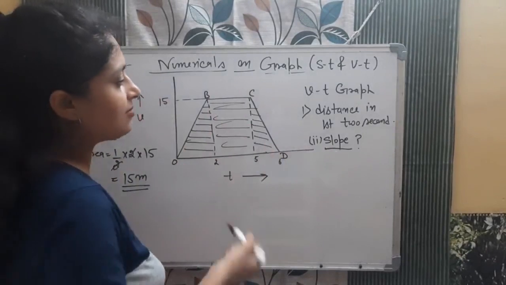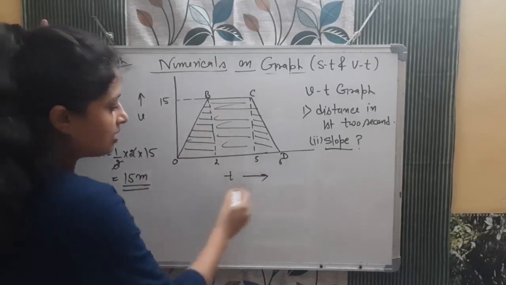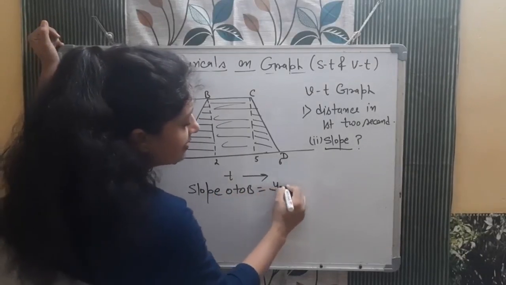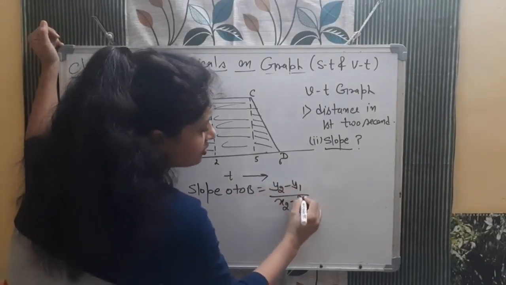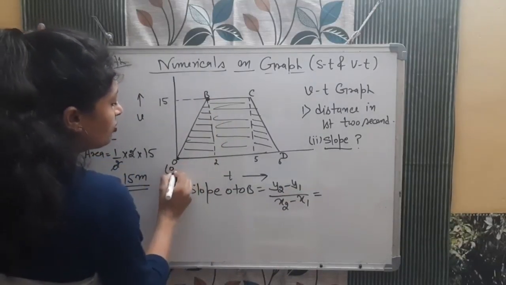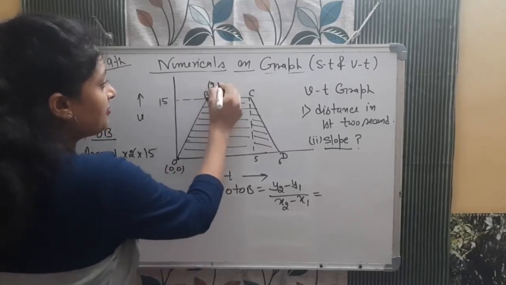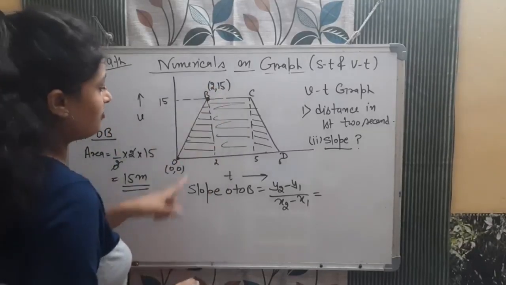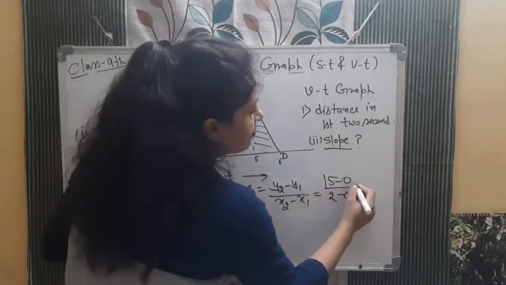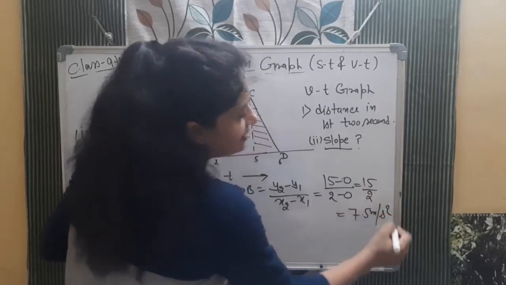The next part of the question is about the slope: how to calculate the slope in the 3 parts. First part, O to B. The formula is y2 minus y1 divided by x2 minus x1. Again we will take the initial point and the final point. At the origin, coordinates are 0, 0. At point B, what is the value of x? 2, and y is 15. So y2 minus y1, 15 minus 0, divided by x2 minus x1, 2 minus 0. So what will be the acceleration? 15 by 2, and it will be 7.5 meter per second square.